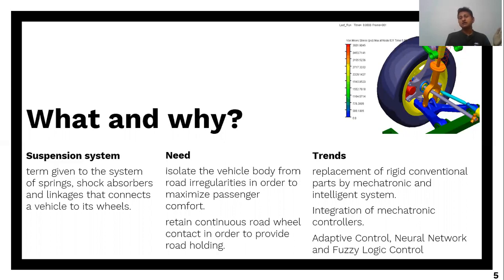As IT and computer technology have emerged, we have got some new technologies to transform the mechanical hardware with control. So there are some new techniques: adaptive control, neural network control, and fuzzy logic control can be implemented in the suspension system to make it more effective against the jerks and the vibration of the vehicle.